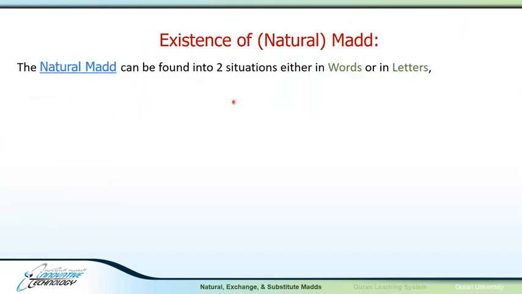The natural med first exists in 2 situations. It can exist either in words or letters. The natural med in words is like in qalu. Another example is the qalu. There are 2 med, 2 vowels within this word qalu, and both of them are to be extended for a natural 2 units, and that's why they are kept in the black color, not given any unique color. And in this word nuhiha, we have the waw, nu, hi, and the ya, nuhiha. Both are examples of natural med in words, maddun kalimi, maddun tabi'iyun kalimi.